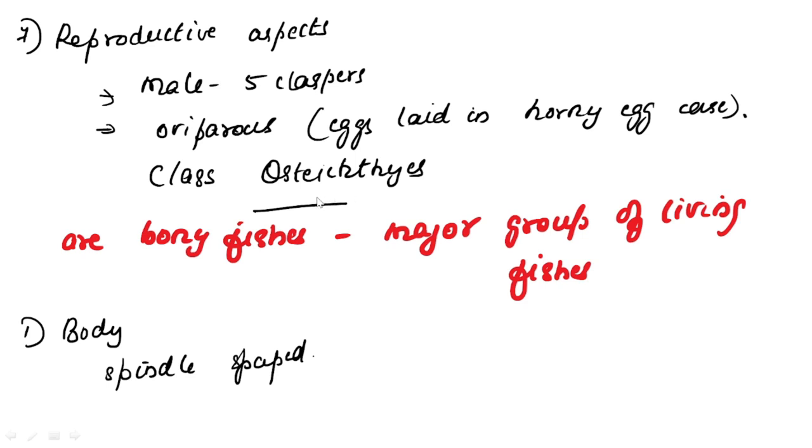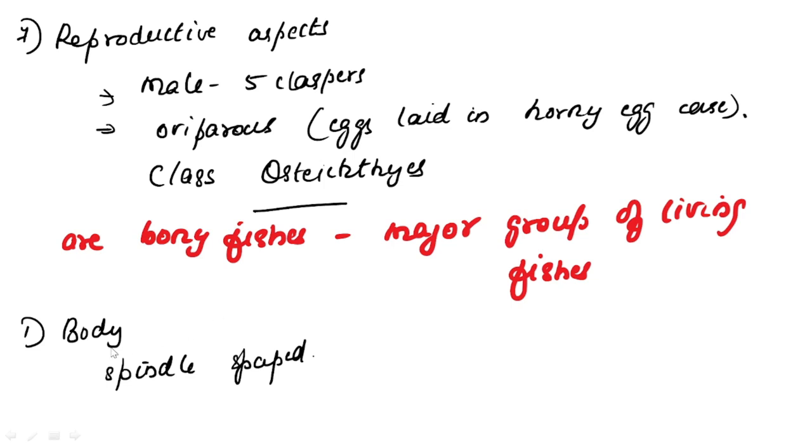In the last class, we learned about class Chondrichthys. Today we are starting with the class Osteichthys. Osteichthys includes all bony fishes, and almost all existing living fishes come under this bony fishes group. And we are going to see its general features.